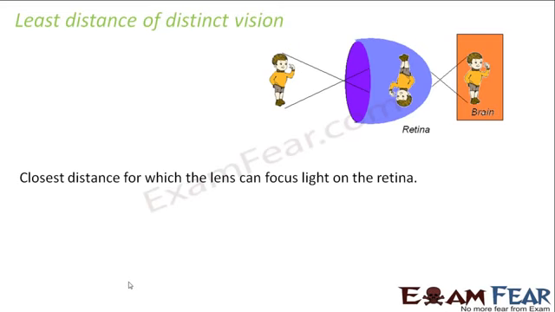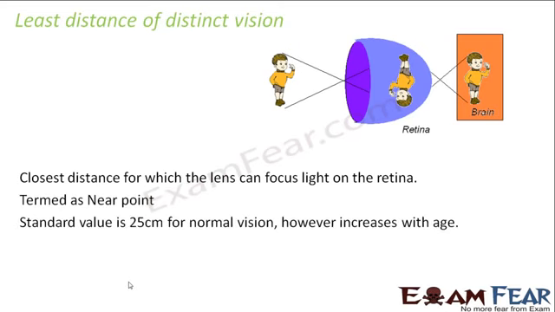So what is this distance? This is also known as the near point, and the standard value for this distance is 25 centimeters for normal vision. However, it increases with age. That means if you place an object at a distance of 25 centimeters, an appropriate image will be formed. But if you keep an object at a distance of 10 meters from your eye, or at a distance of 6 centimeters from your eye, you are not able to view that object clearly.